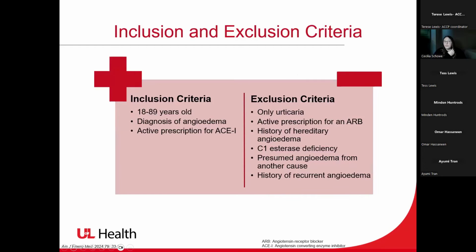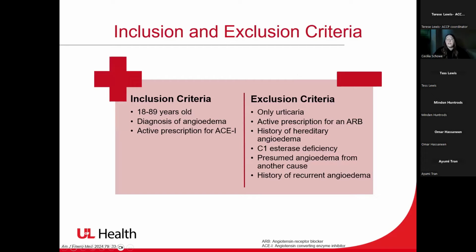In terms of inclusion criteria, they included patients 18 to 89 years of age who had a diagnosis of angioedema and then an active prescription for ACE inhibitor. So that's how they concluded that these patients likely had ACE inhibitor-induced angioedema as their cause.